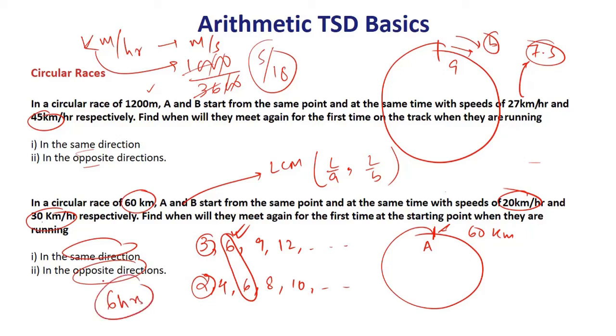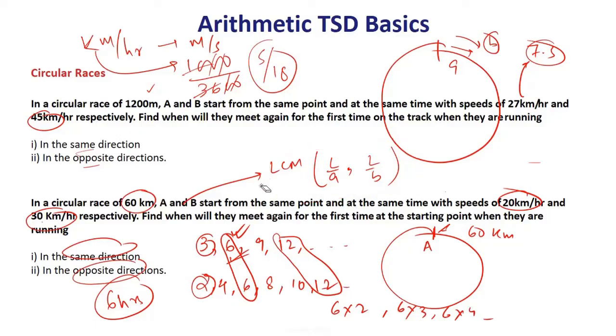6 hours. Now if you want to calculate when they meet next, you have to take the multiples only, right? So if you see, when are they meeting next? 12, which is the multiple of the LCM, so 6 into 2. Next will be 6 into 3, 6 into 4, and so on and so forth. I hope this is clear to you.